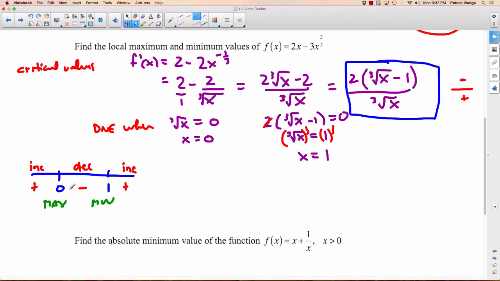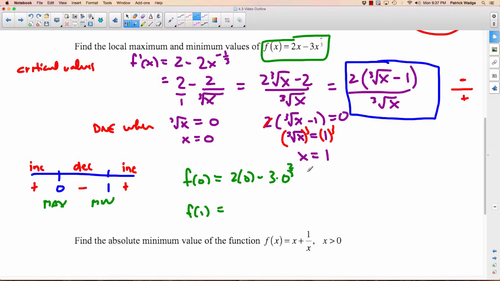What if we want to know what the values are of the maximum and minimum? Then you've got to plug those values, the 0 and 1, back up there into the function. So let's quickly do that. We need to find out what f of 0 is and f of 1 is. Those are nice numbers, it should be quick. f of 0 means 2 times 0 minus 3 times 0 to the 2/3. Well, that's 0. 0 to anything is 0, so 3 times 0 is still 0. So you have 0 minus 0, which is 0. f of 1, well, that's 2 times 1 minus 3 times 1 to the 2/3. 2 times 1 is 2. 1 to anything is just 1, and 3 times 1 is 3. So we have 2 minus 3, which is negative 1.